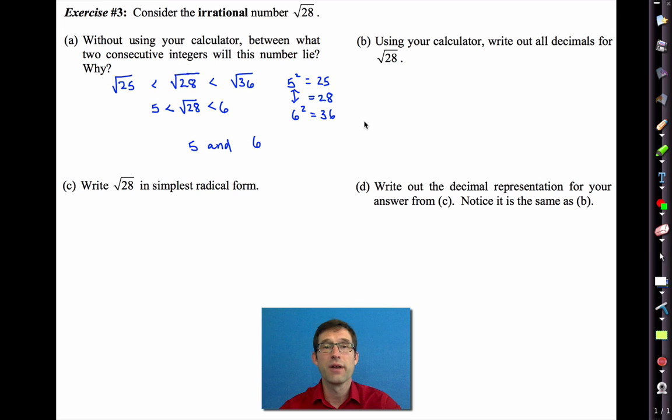Simple enough. Now letter B says, using your calculator, write out all decimals for the square root of 28. So go ahead and do that really quick. Pause your video. Okay, well, let's take a look. All the decimals, again, I have to do a little cheating here.